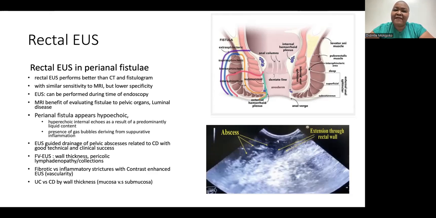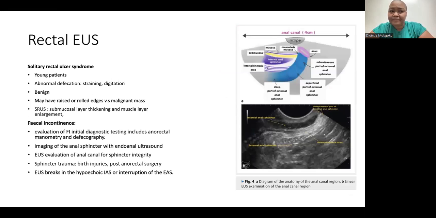And in terms of evaluating UC versus CD, there are some people looking at whether you can use endoscopic ultrasound and evaluate wall thickness and which area of the wall is actually thickened in helping you differentiate patients with inflammatory bowel disease who might be a little bit indeterminate and have features of both. With ulcerative colitis, the mucosa is thickened, the submucosa is normal, and with CD, you have thickness of the submucosa and the muscularis as well.